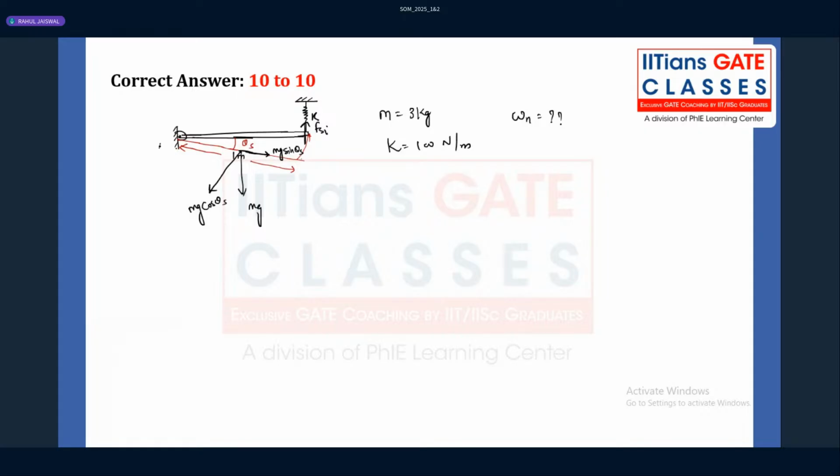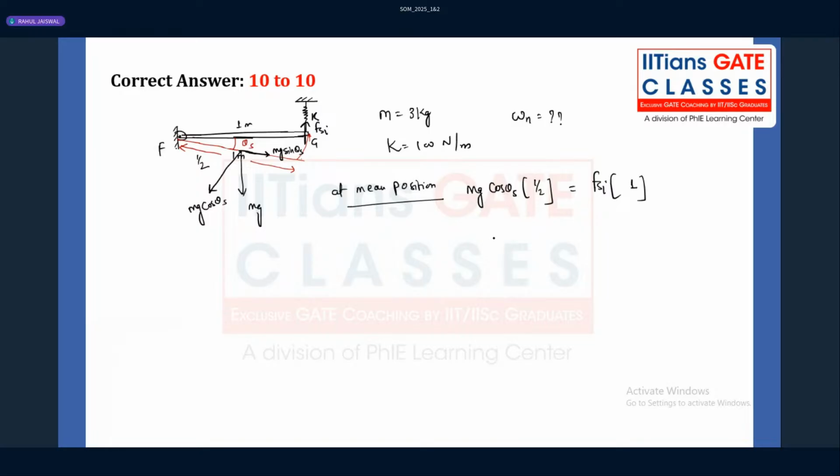Now, if you take the moment about this point F, at the same static equilibrium condition at the mean position, what is mg cos theta s into distance? The distance is half. That is balanced by F_si into the length, 1 meter.